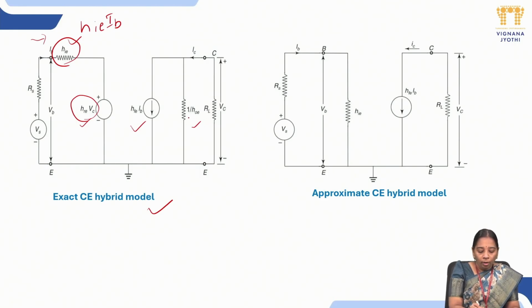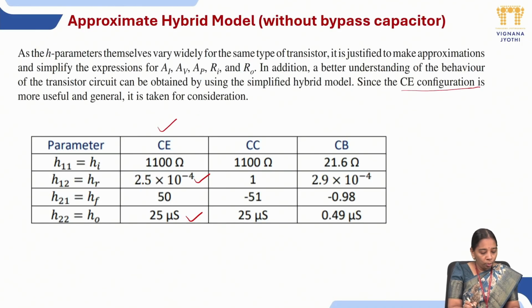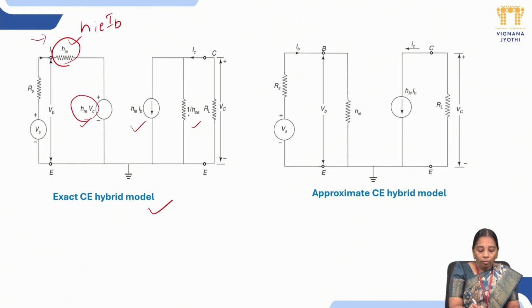Next, 1 by HOE is in parallel with RL. What is the value of HOE? It is 25 microamp per volt. So 1 by HOE gives you 40 kilo ohms. The load resistance value will be in the range of 1 kilo ohm. We already know that whenever we have a parallel connection, the smaller resistance dominates the equivalent resistance. Hence, obviously we can eliminate this parameter.